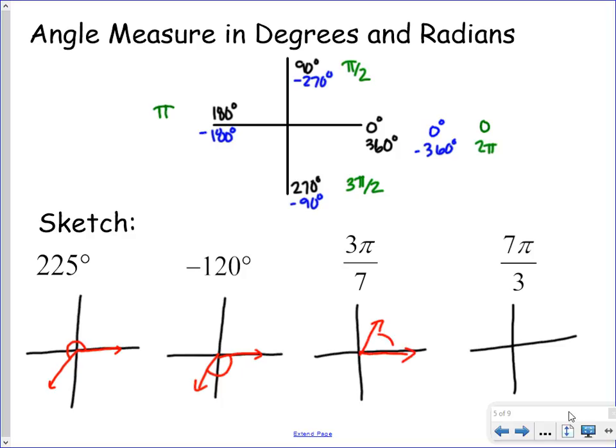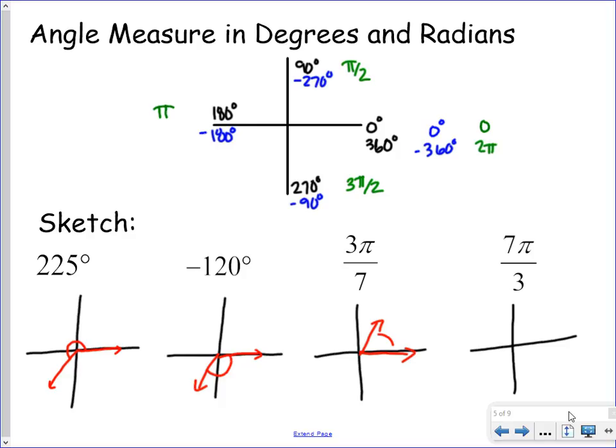And then Bruin, thank you so much, has generously gone up and drawn his 3 pi over 7, which I agree with. I think his is in the right spot. It's in quadrant 1. Okay. So I agree with that location of his angle.